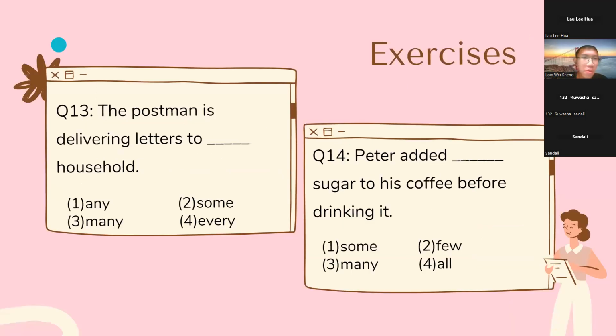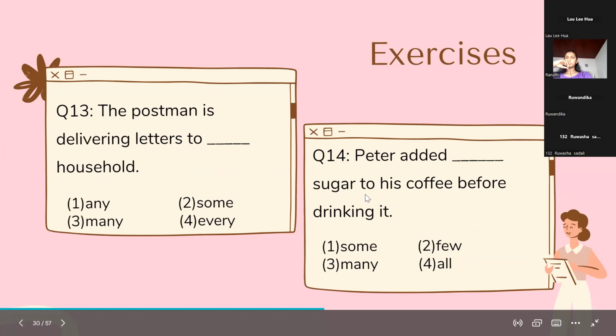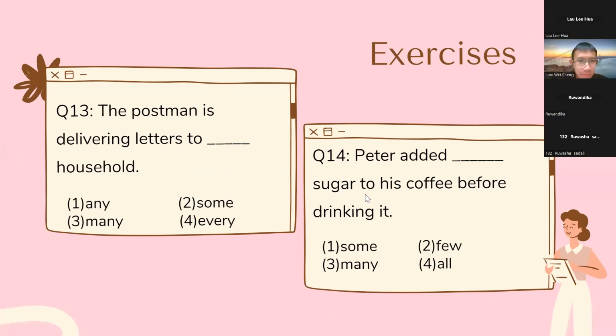Question 13. The postman is delivering letters to household. Every. Every household. I'm hearing a lot of everys. Many. I hear many here. Any other responses? So most people think it's every, but a few people think it's many. Or some. So there are also people who think it's some. So this is a contentious question where everyone has different answers.